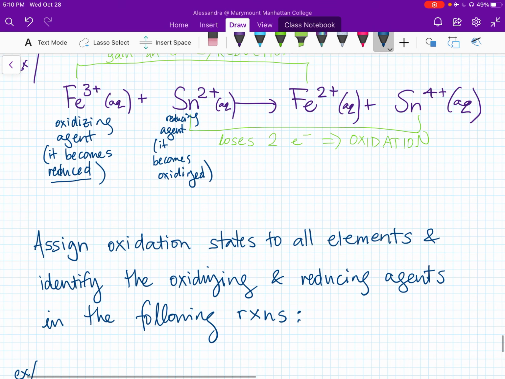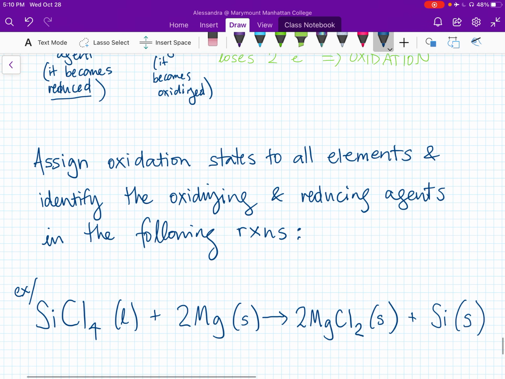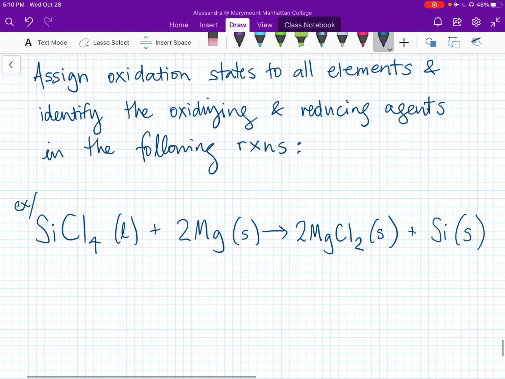Now, I would like to do a couple more problems. Assign oxidation states to all elements and identify the oxidizing agent and the reducing agent in the following reactions. Okay, so the first reaction I would like you to do is silicon tetrachloride plus 2 magnesiums gives magnesium chloride plus silicon. In this case, I have given you a balanced reaction.